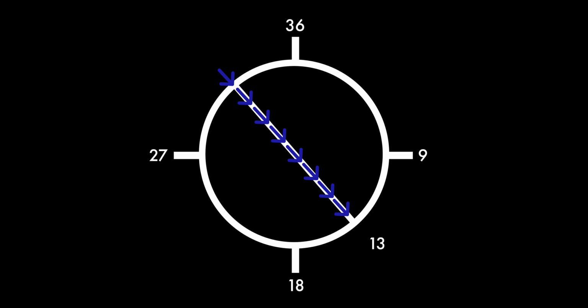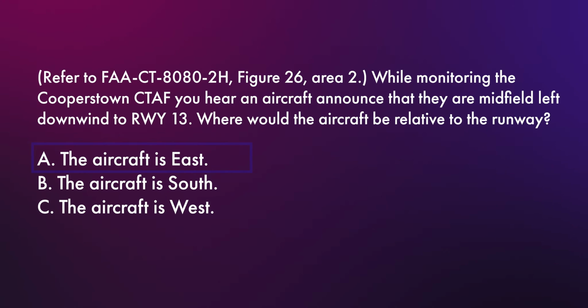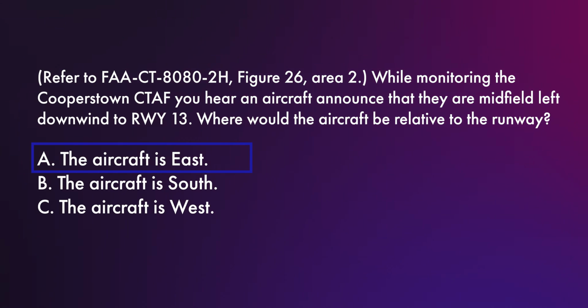Okay, so we've established the runway location, but we still need to figure out the position of the plane. The term midfield left implies the runway is to the aircraft's left from the pilot's perspective. So picture this in your drawing. As the pilot is looking out his or her window on the left, they will see the runway. Okay, so we have our plane accurately placed on the map, and we can see that the position of the aircraft relative to the runway is east. So the correct answer is A.